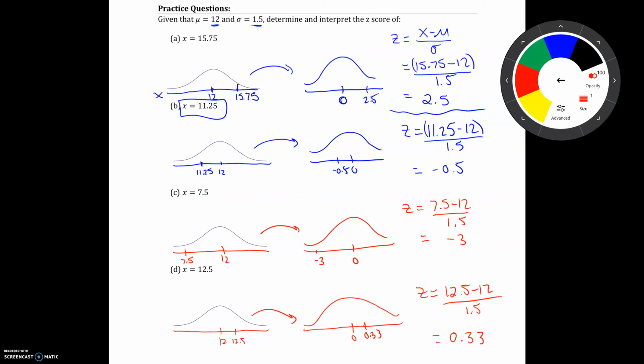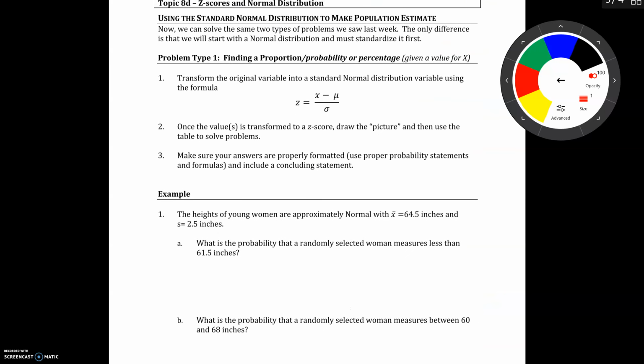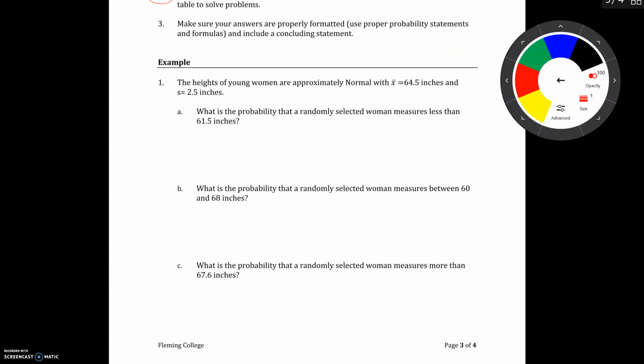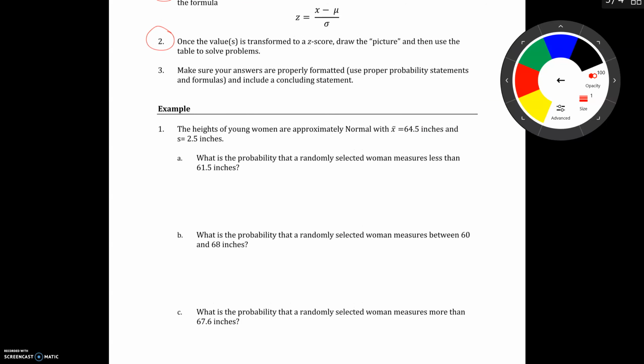Okay, so now that we know how to calculate z scores, let's look at a problem. We're going to be able to use our z scores to find probabilities associated with a problem. The key thing is to take the values we're given and transform them into a z score, draw a little picture to make sure we know what the probability is that we're finding, and then answer the question. So let's look at our examples here.